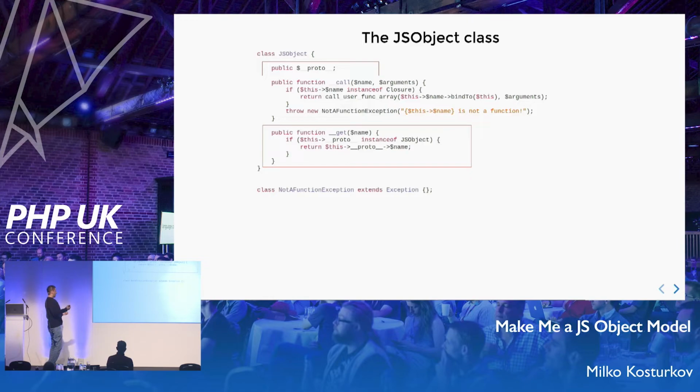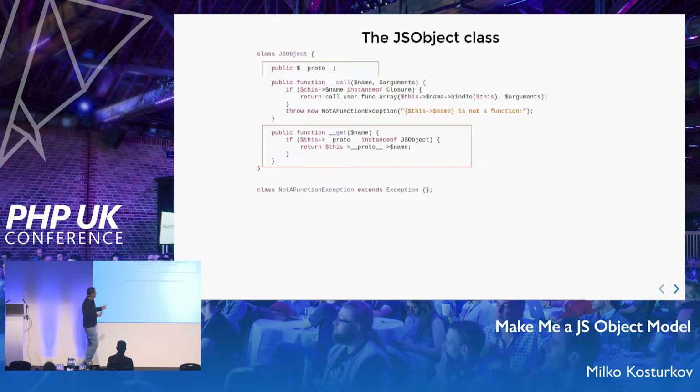Now, the magic get method, what does it do? If you try to access a property on a PHP object, and this property is not accessible from the context that you are trying to access it from, so that's either it's not defined on the object or is protected or private, then the magic get method gets called with the name of the property.